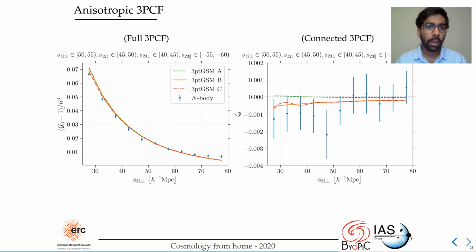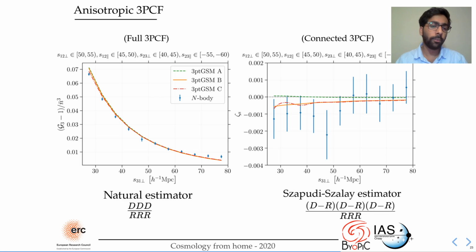redshift space. On the left panel is the full 3-point correlation function, while on the right panel is the connected 3-point correlation function. We measure the full 3-point correlation function using the natural estimator, that is DDD over RRR, where D denotes the data while R denotes the random points. For the connected, we use the Szapudi-Szalay estimator.